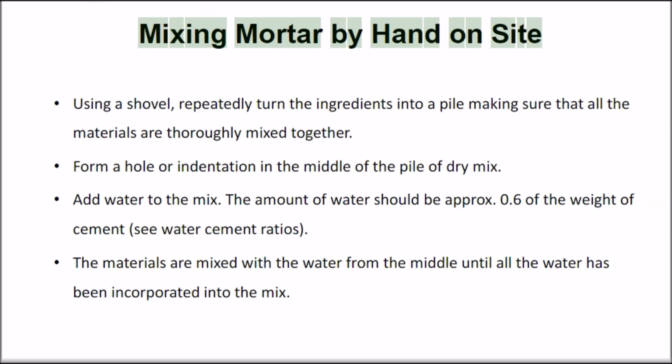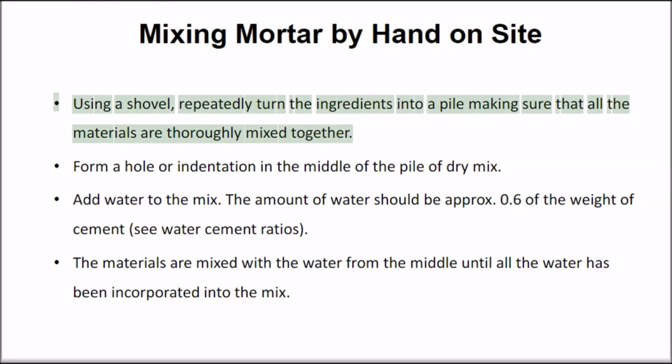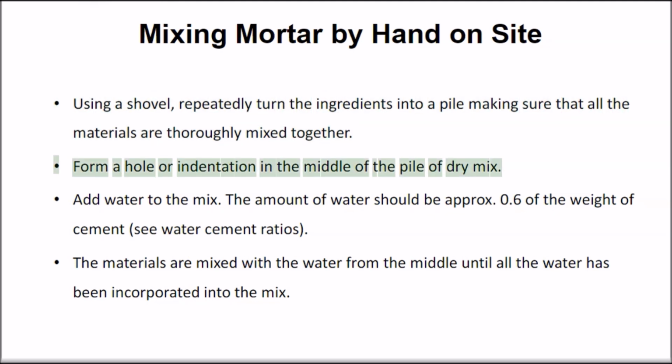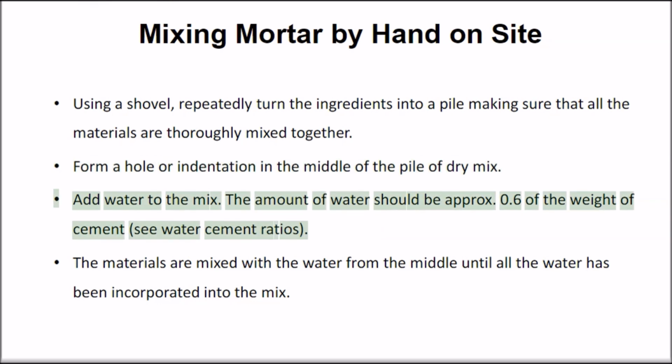Mixing mortar by hand on site. Using a gauging shovel, repeatedly turn the ingredients into a pile, making sure that all the materials are thoroughly mixed together. Form a hole or indentation in the middle of the pile of dry mix. Add water to the mix. The amount of water should be approximately 0.6 to 0.8 of cement. See water-cement ratios.